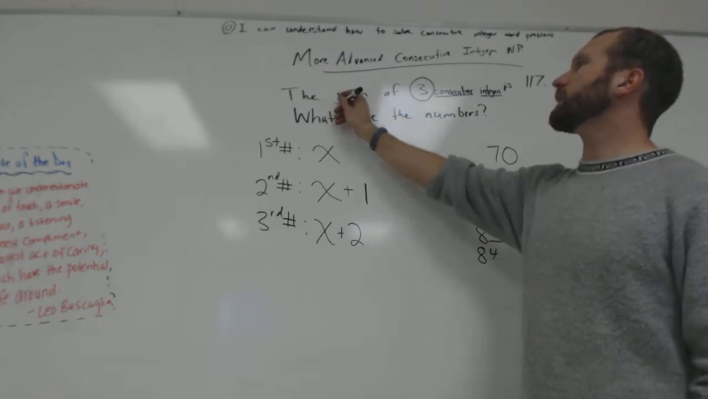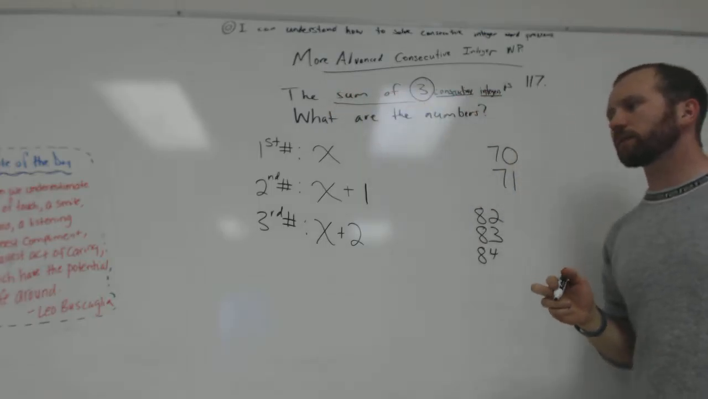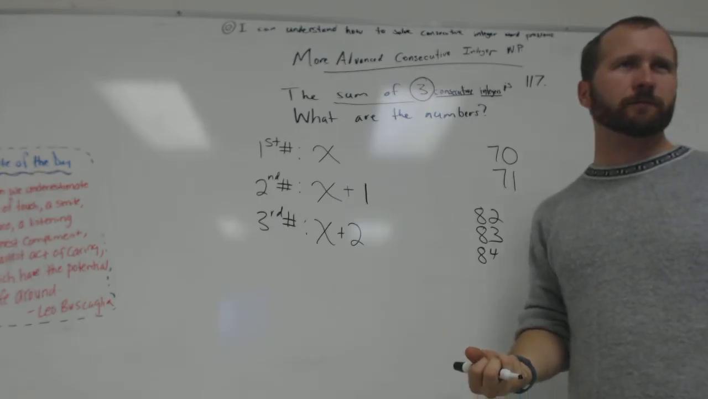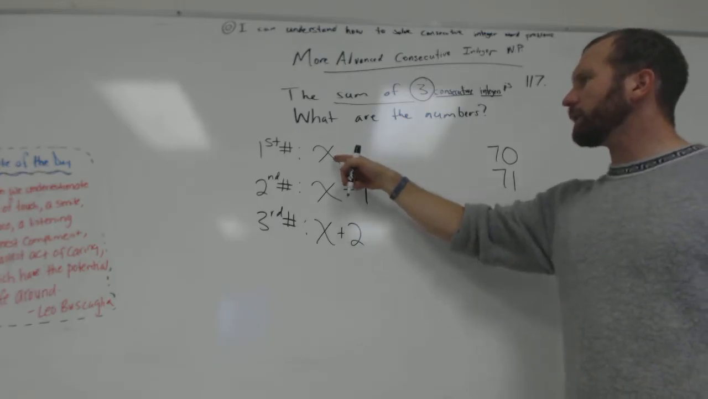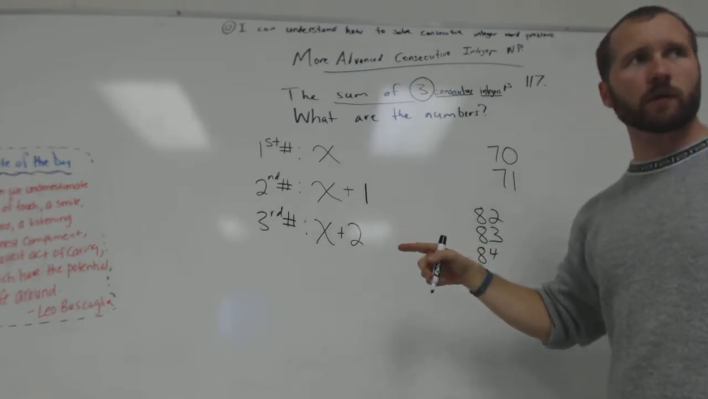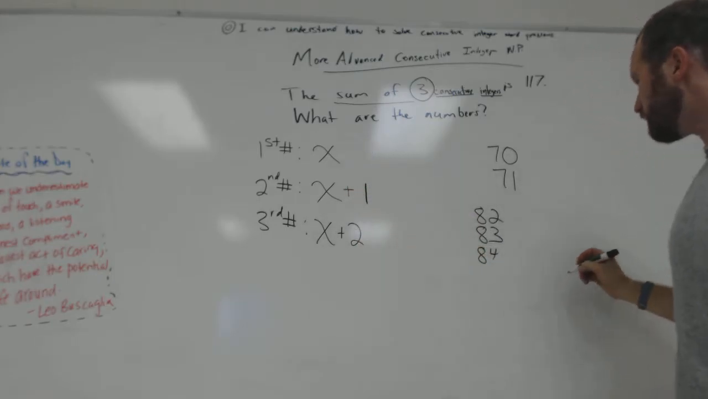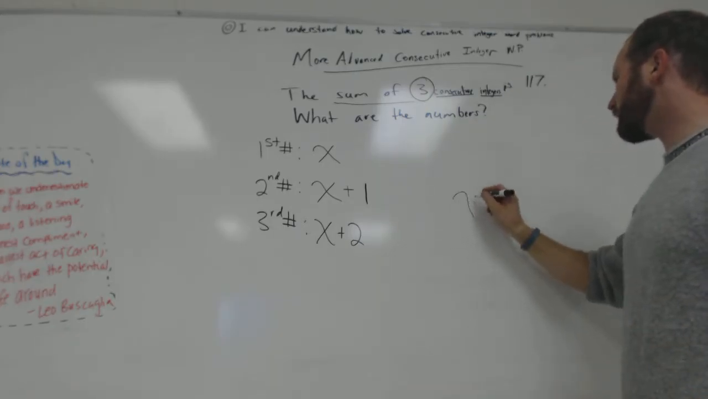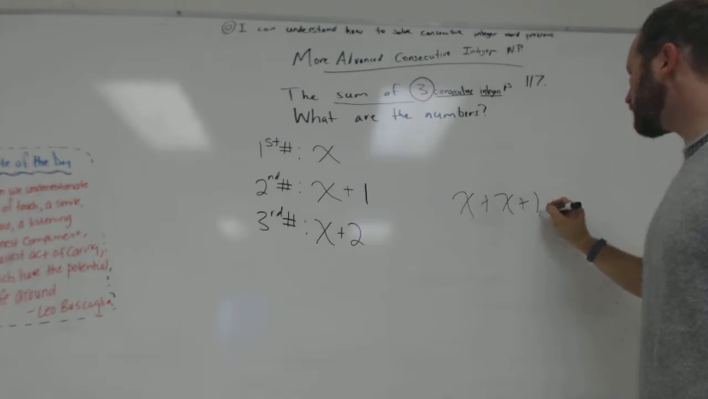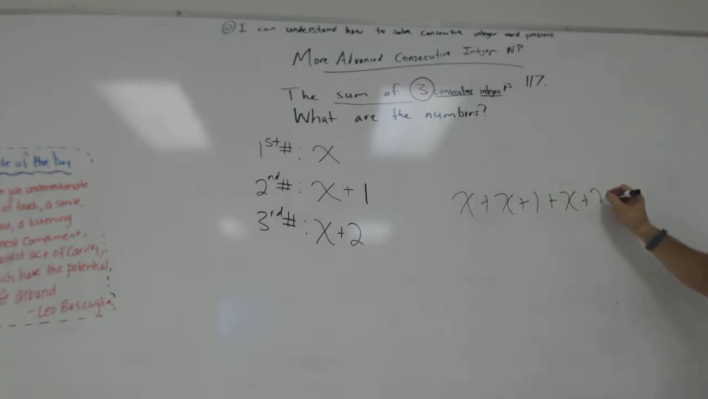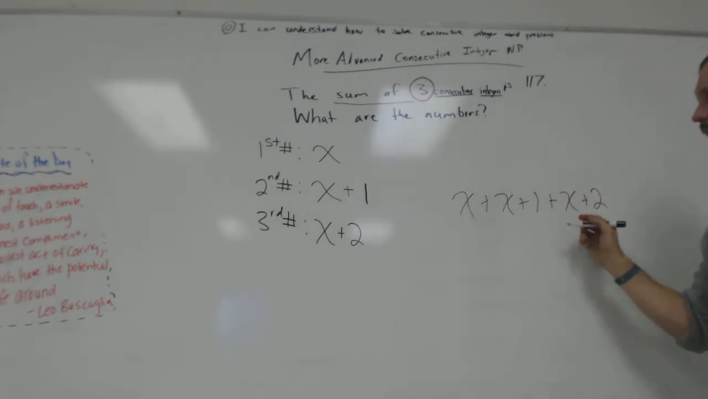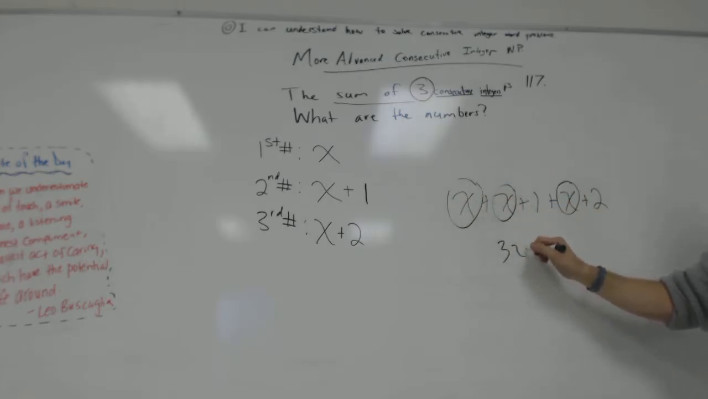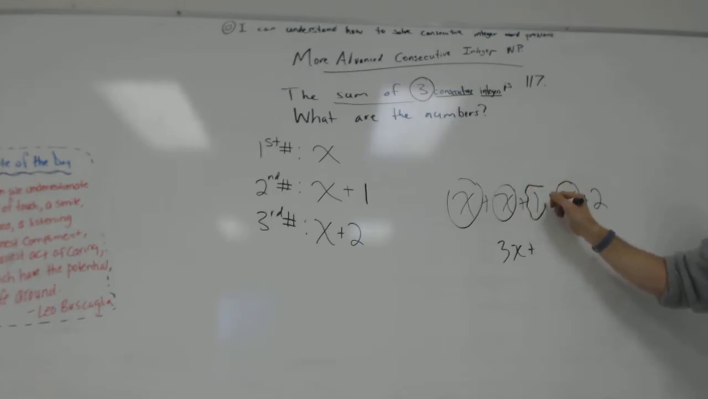So now it says the sum of three consecutive integers. What does sum mean? Add. So I'm going to add these all together. And you could do it like this. You could say, okay, I have x plus x plus 1 plus x plus 2. I could write it all out and then combine like terms. So I have 3x plus 3.